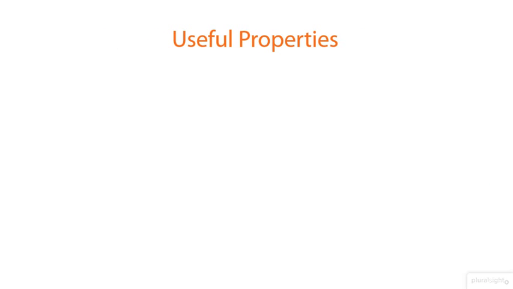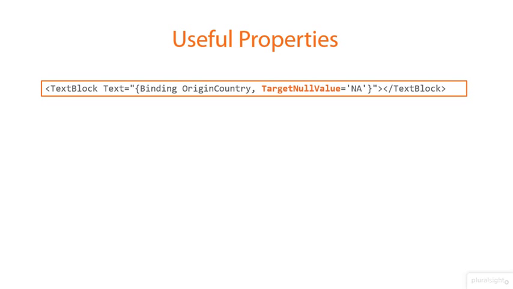The Binding class inherits from BindingBase, a class which contains some more interesting properties we can use on our bindings. Up first is the TargetNullValue property. This property allows us to specify a value which will be displayed when the value we are binding to evaluates to null. So in essence, the target of the binding would be null. In this case here, if origin country would be null on the object we are working with, we would see N/A being displayed in the UI. Note that we could easily write a converter which does exactly the same thing.